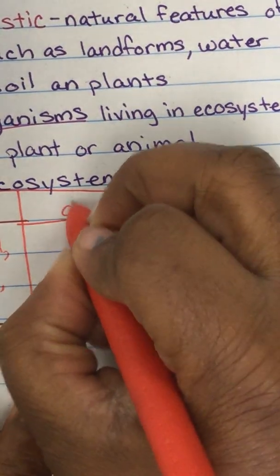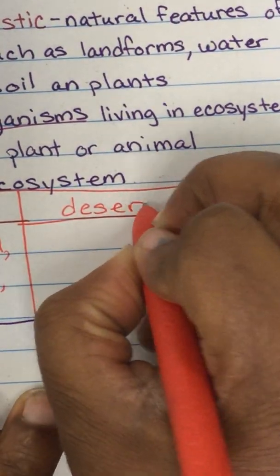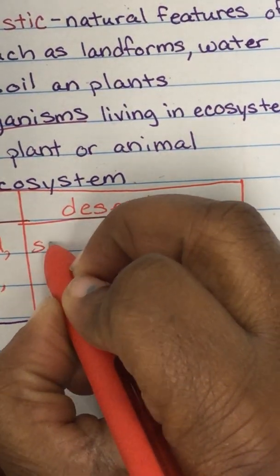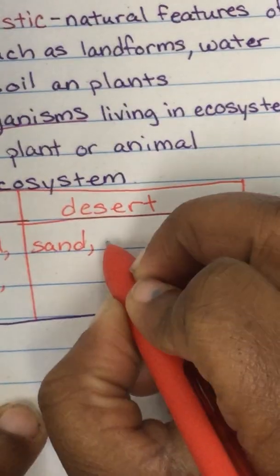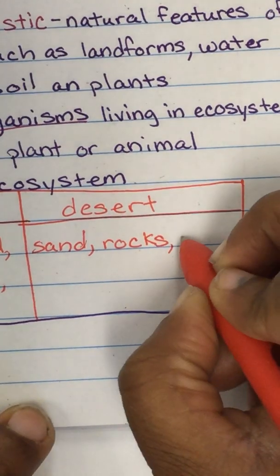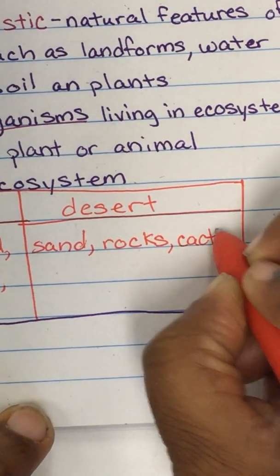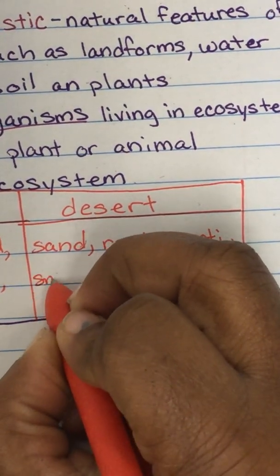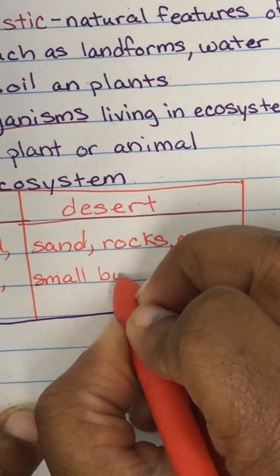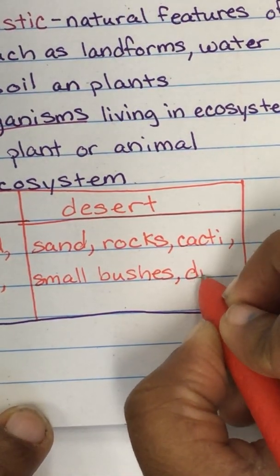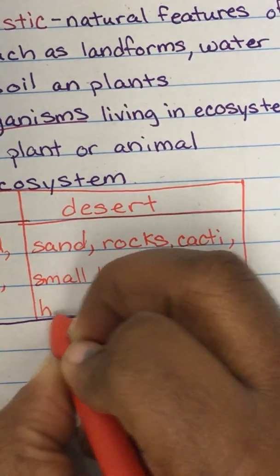And then our last example is going to be a desert ecosystem. Most of you know in a desert there's going to be some sand, rocks, cacti. You have some small bushes. It can be very dry there, and it can be very hot.